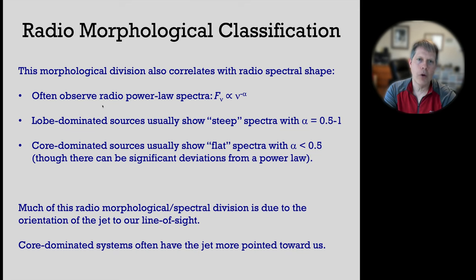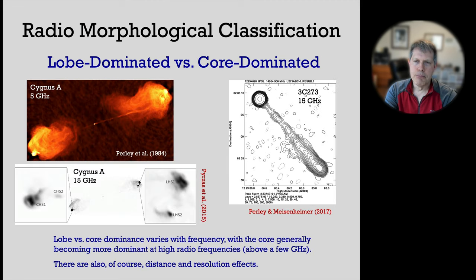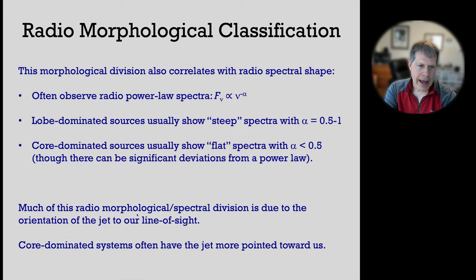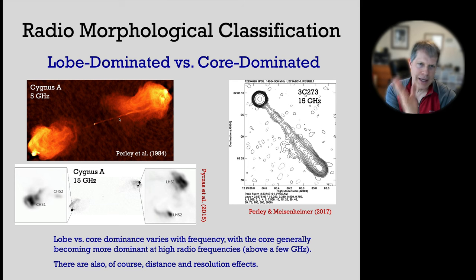Now, that being said, a power law model, especially for the core-dominated sources, usually isn't a perfect fit. There could be significant deviations from a power law, but again, the basic distinction is practically useful and holds pretty well. Now, much of this radio morphological and spectral division is thought to be due to the orientation of the jet to our line of sight, such that core dominated sources, which have the flat radio spectrum, tend to be the sources that have the jet more pointed toward us. Whereas the lobe-dominated sources, in contrast, tend to have the jets pointed away from us, and the system more lies in the plane of the sky, as for Cygnus A.